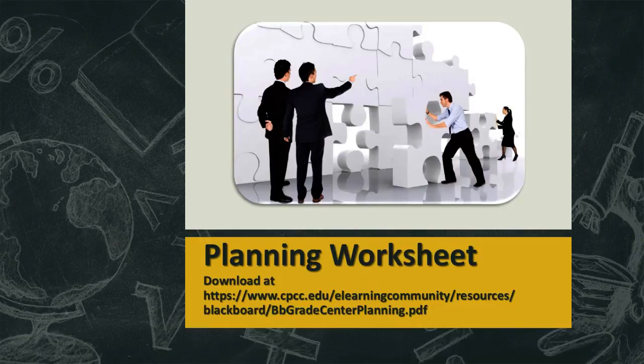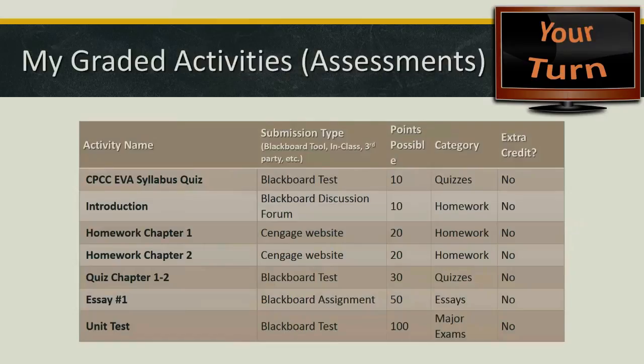There is a course planning worksheet available at the URL listed here. Go ahead and download it so that you can use it to follow along. You should know now whether you need a total points column or a weighted total column, so you can go ahead and circle the one that fits your syllabus on the worksheet. Here's an example list of assessments or graded activities. Take some time to fill out your planning worksheet.